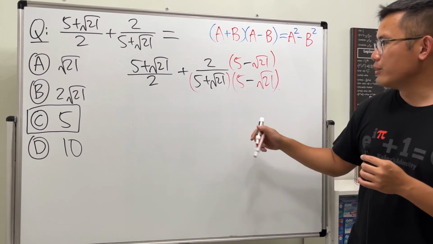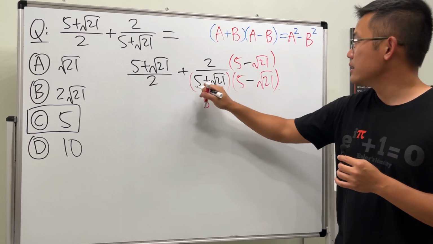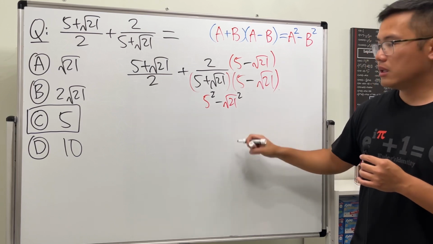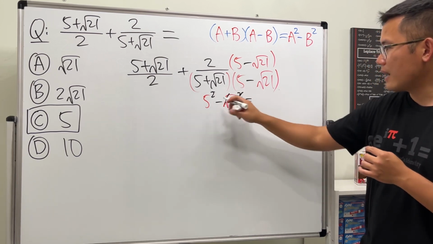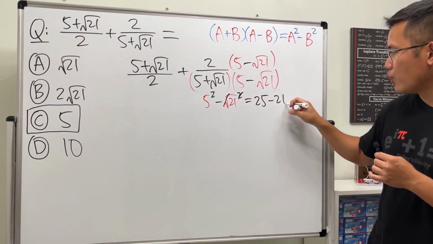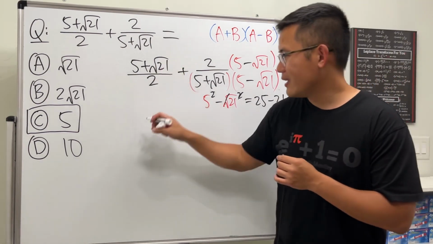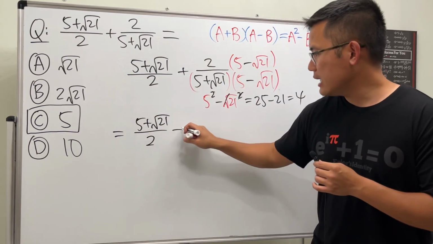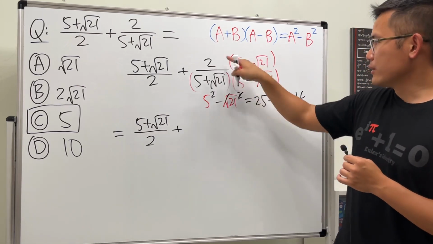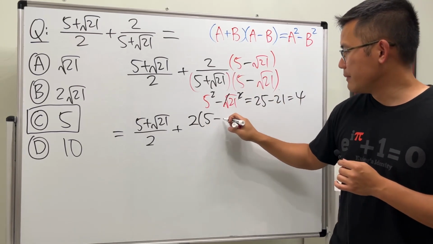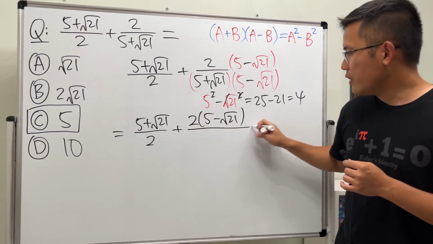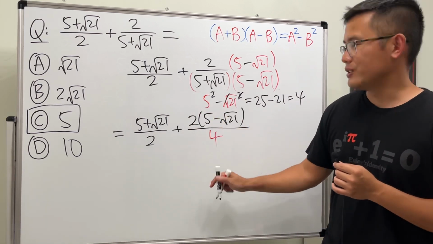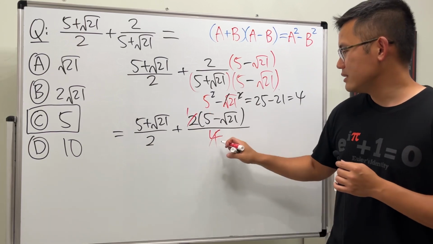On the bottom, we just have to do 5 squared, right, the a squared, and then minus the square root of 21 squared. This and that cancel, so we just have to do 5 squared, which is 25, minus 21, which is just 4. Okay, so let's go ahead and write this down again. 5 plus square root of 21 over 2 plus, I am not going to multiply out the 2, right? So I just keep it 2, and then 5 minus square root of 21 over, this is a 4 on the bottom that we worked out earlier. You see, we can reduce. That's why I didn't multiply this out. So this is 1, this is 2.